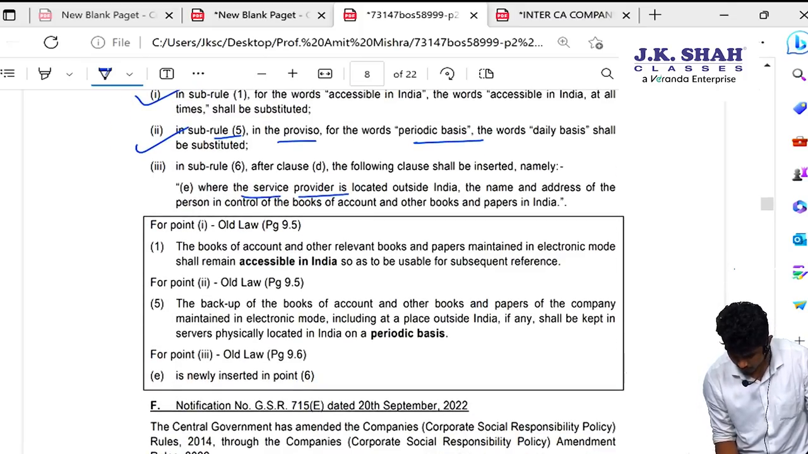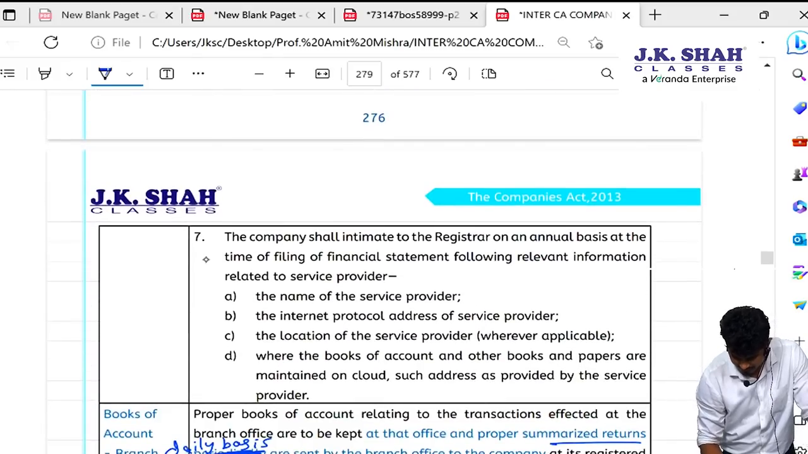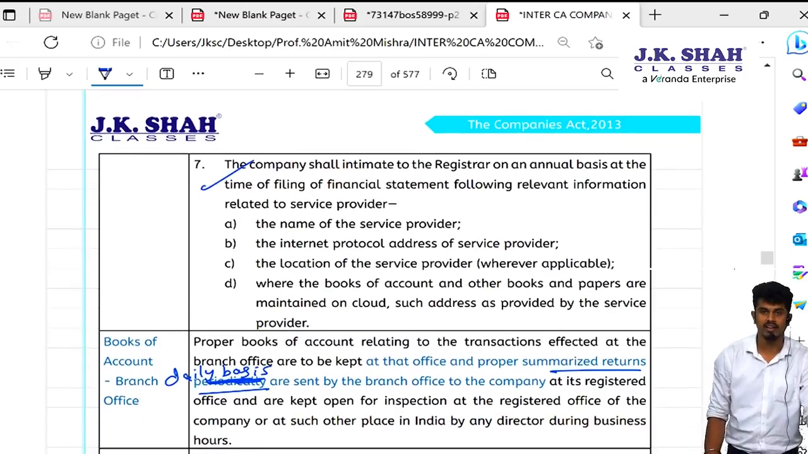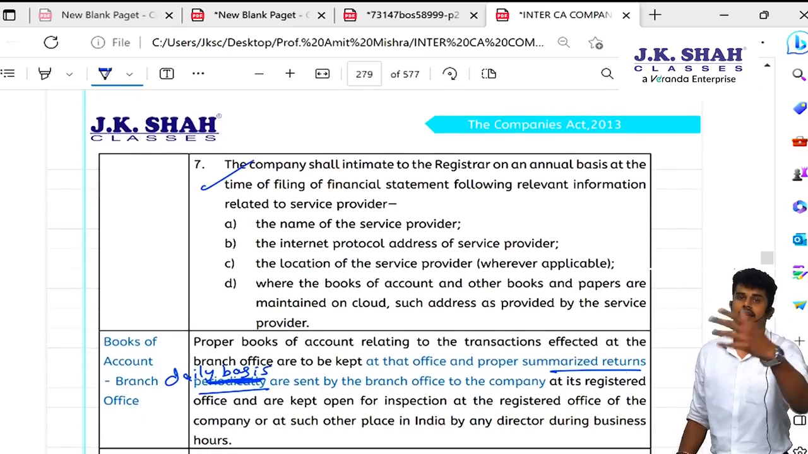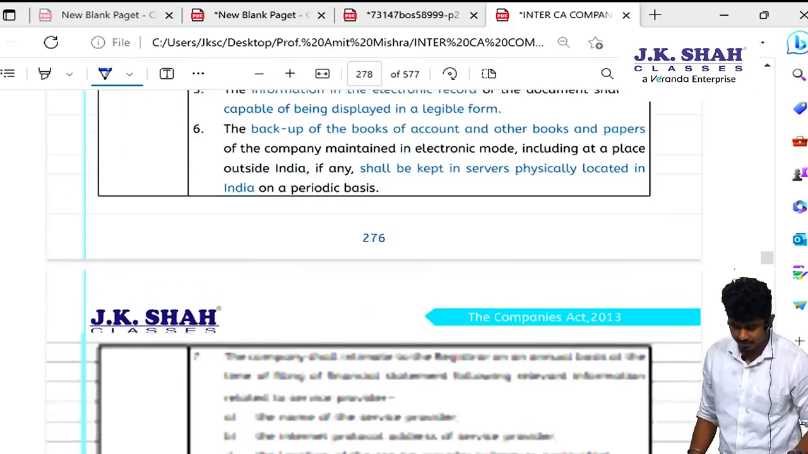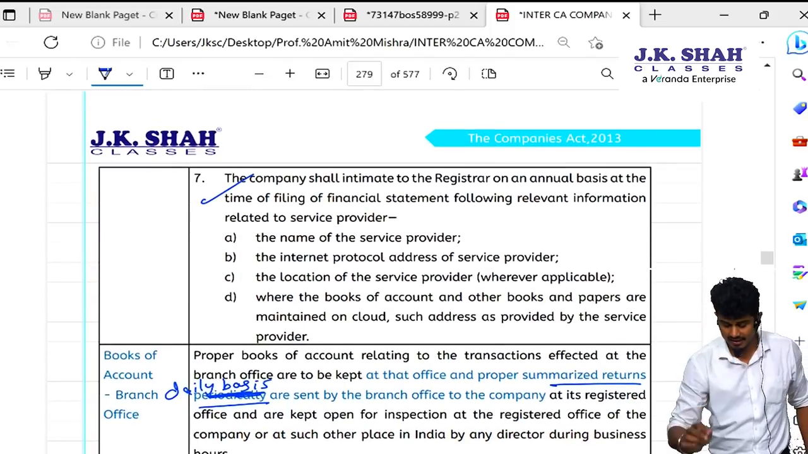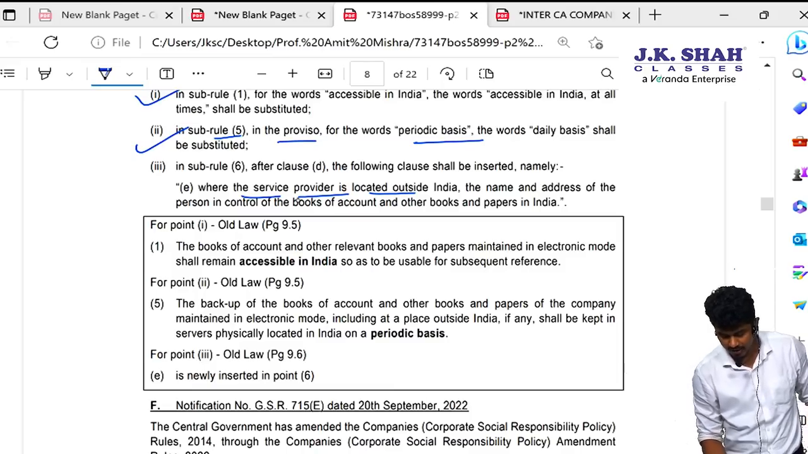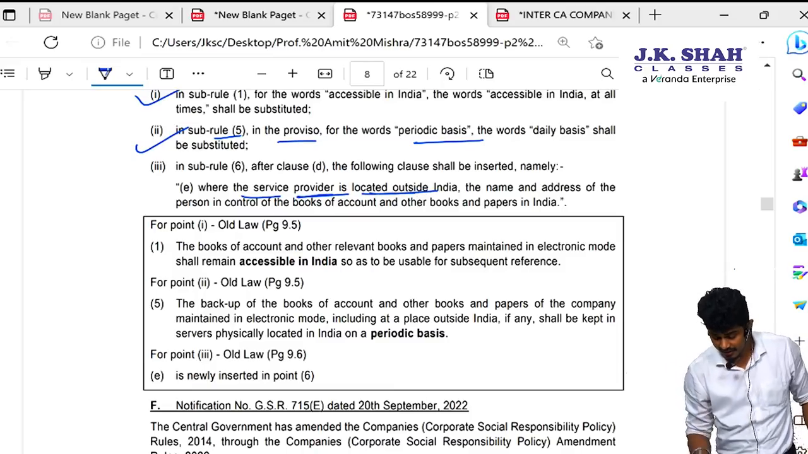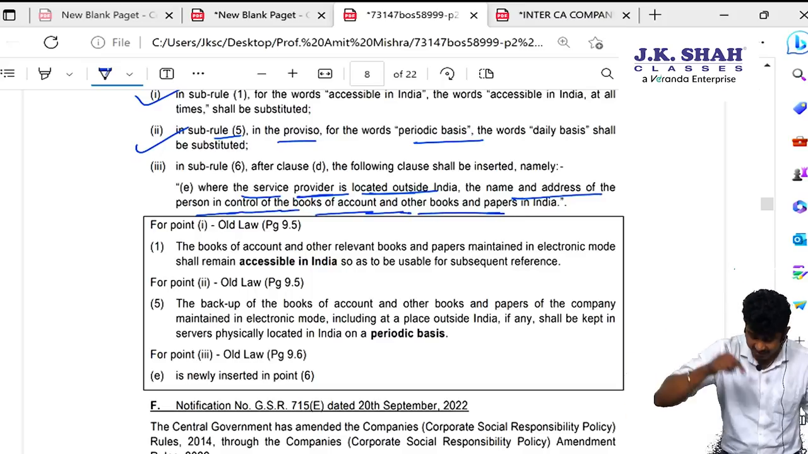Next. Again, where the service provider is located outside India. See, we are talking about this. JKSC students, 7th point, and other people who are having their material, I am in Rule 3, maintenance of books of accounts in electronic form. So if a company is maintaining books of account in electronic form and the service provider is located outside India, the name and address of the person in control of the books of account and other books and papers in India.